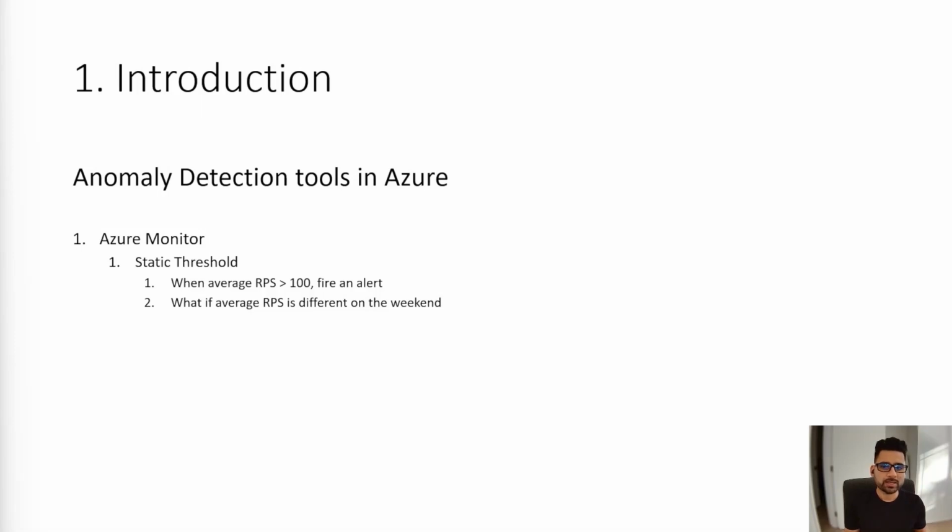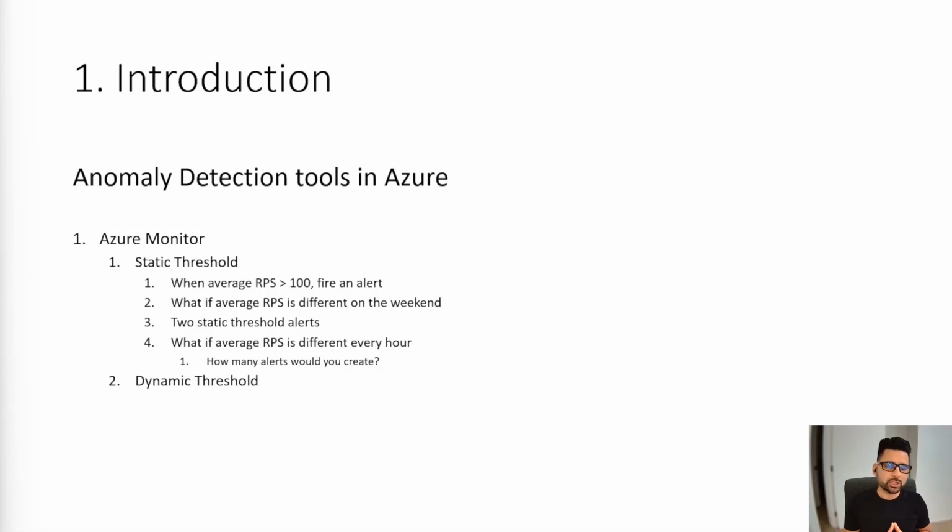But the question is, what if the RPS is different every hour? What if it's different during the day, different during the night, different on Monday, different on Tuesday? How many static threshold alerts are we going to create? This is where dynamic threshold alerts come to the rescue.